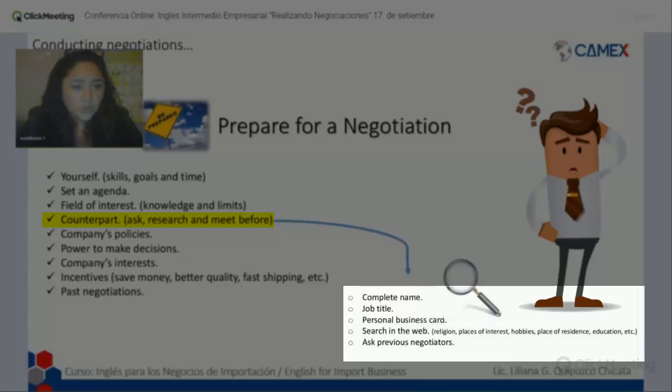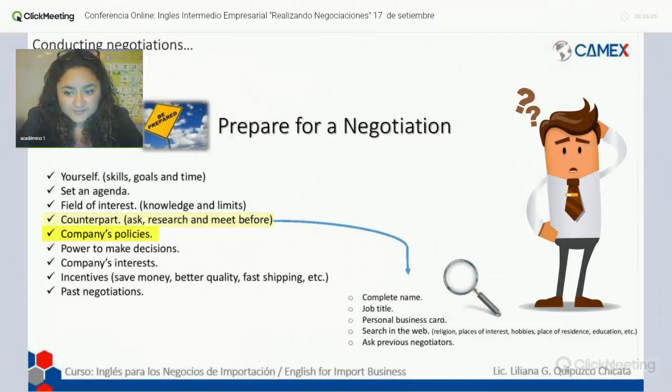Then we're going to talk about company policies. What exactly do I mean by this? When we are selling products, let me tell you again about the plastic example. We were negotiating with this plastic company, but we didn't know that our client had a company policy of not closing an order in a negotiation. It was just a get-together in order to know each other.